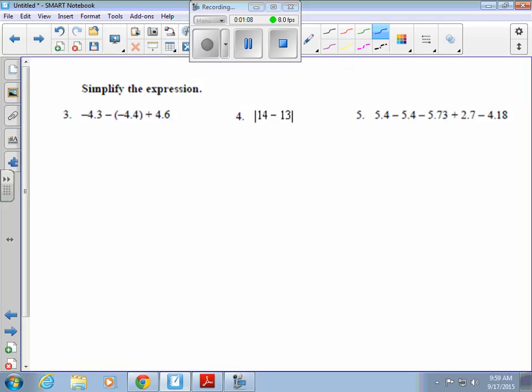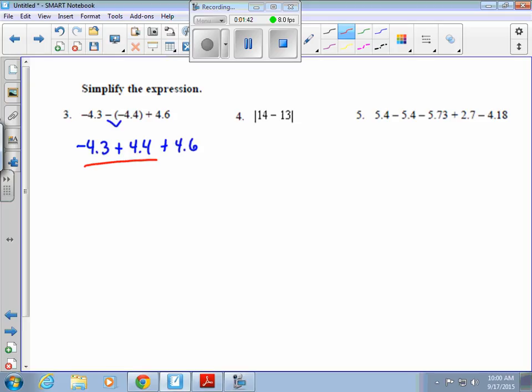Simplify the expression. Negative 4.3, minus a negative 4.4. Remember, anytime you have minus a negative, it's the same thing as plus a positive. You need to multiply negative 1 times it to make it a negative times a negative. It's just like negative 4.3 plus 4.4 plus 4.6. That's the same thing as using the subtraction rule and adding the opposite.